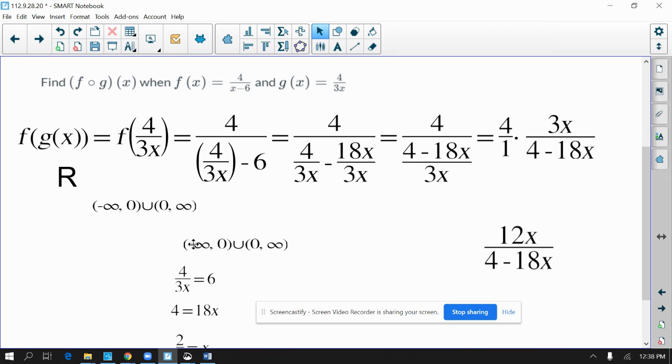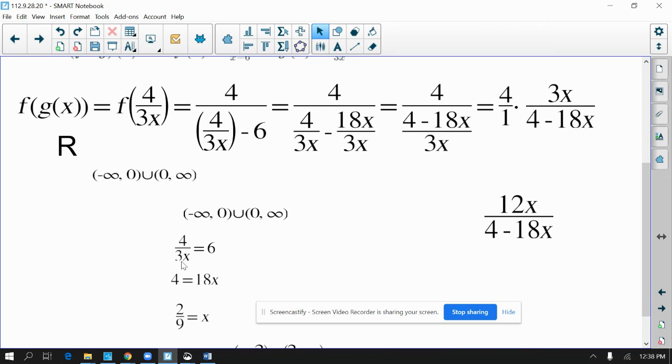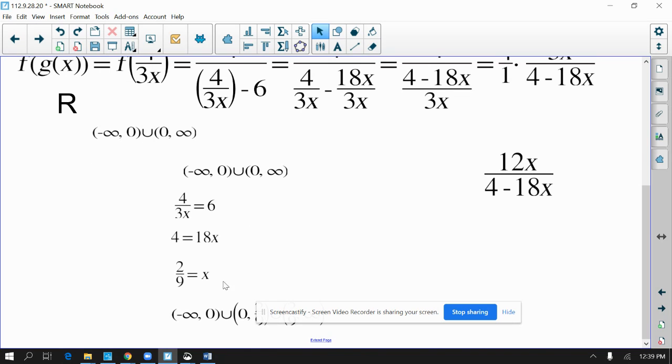Well, I can't do that in my head, so I use algebra. 4 divided by 3x, let that equal 6. Multiply both sides by 3x, divide by 18, I get 2/9. So now 2/9 will make this 6, which will make the whole denominator 0. So 2/9 is a no-no, cannot be in the domain. And already 0 was out of the domain. So now my domain has been limited a little bit more. All real numbers, except for 0 and except for 2/9.